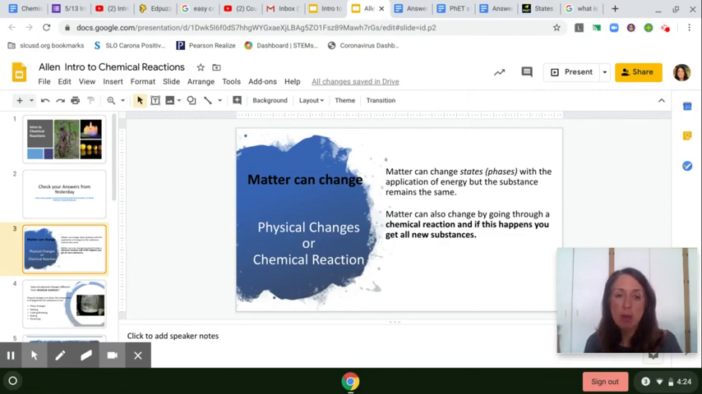Okay, so we're talking about chemical reactions, and those are different than physical changes. Prior to this, we've just been talking about something melting or freezing. That's just a physical change because it still stays the same thing. When you melt ice, it's still water. When you boil water, it's still water. But we're going to start talking about chemical reactions or chemical changes, and that's when you make a totally new substance. Matter can also change by going through a chemical reaction, and if this happens, you get all new substances.